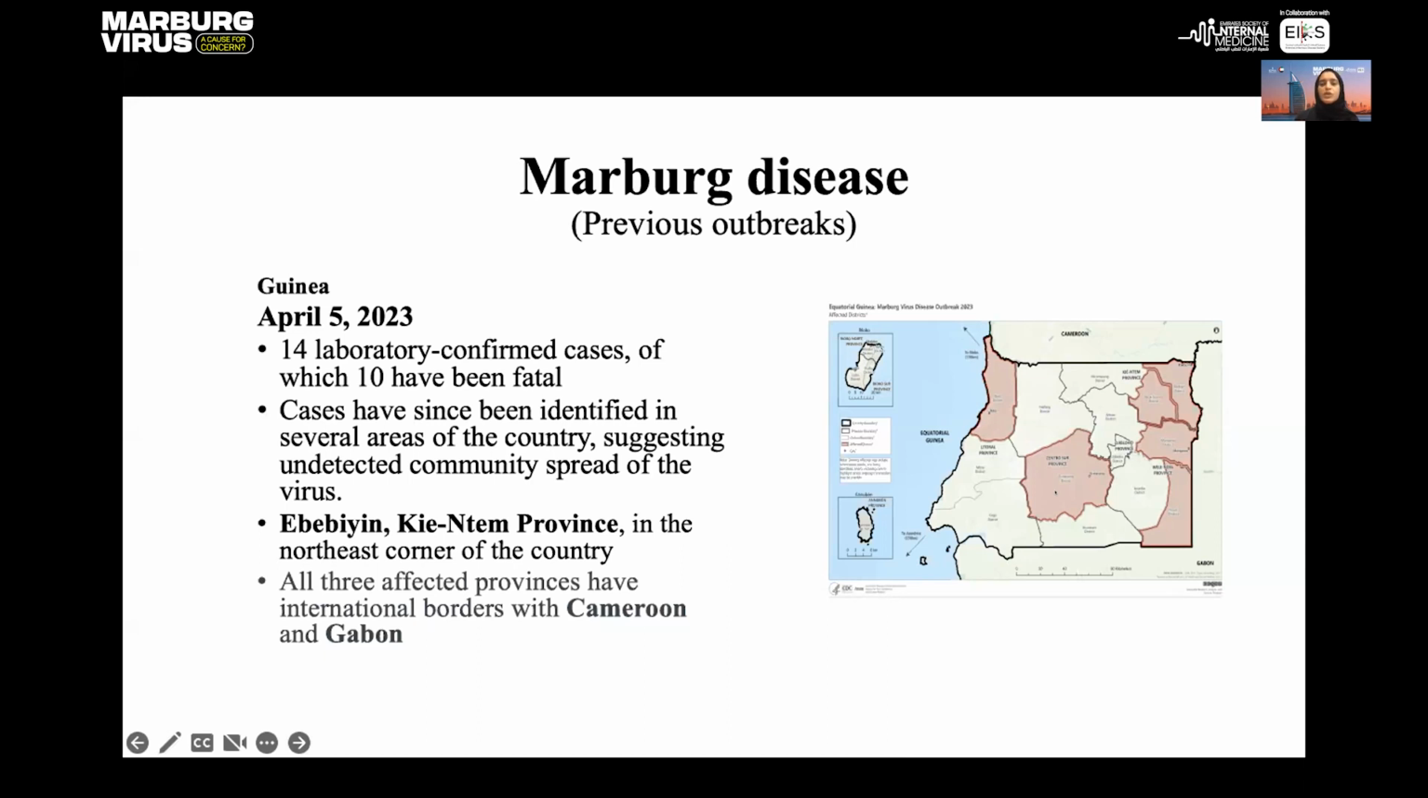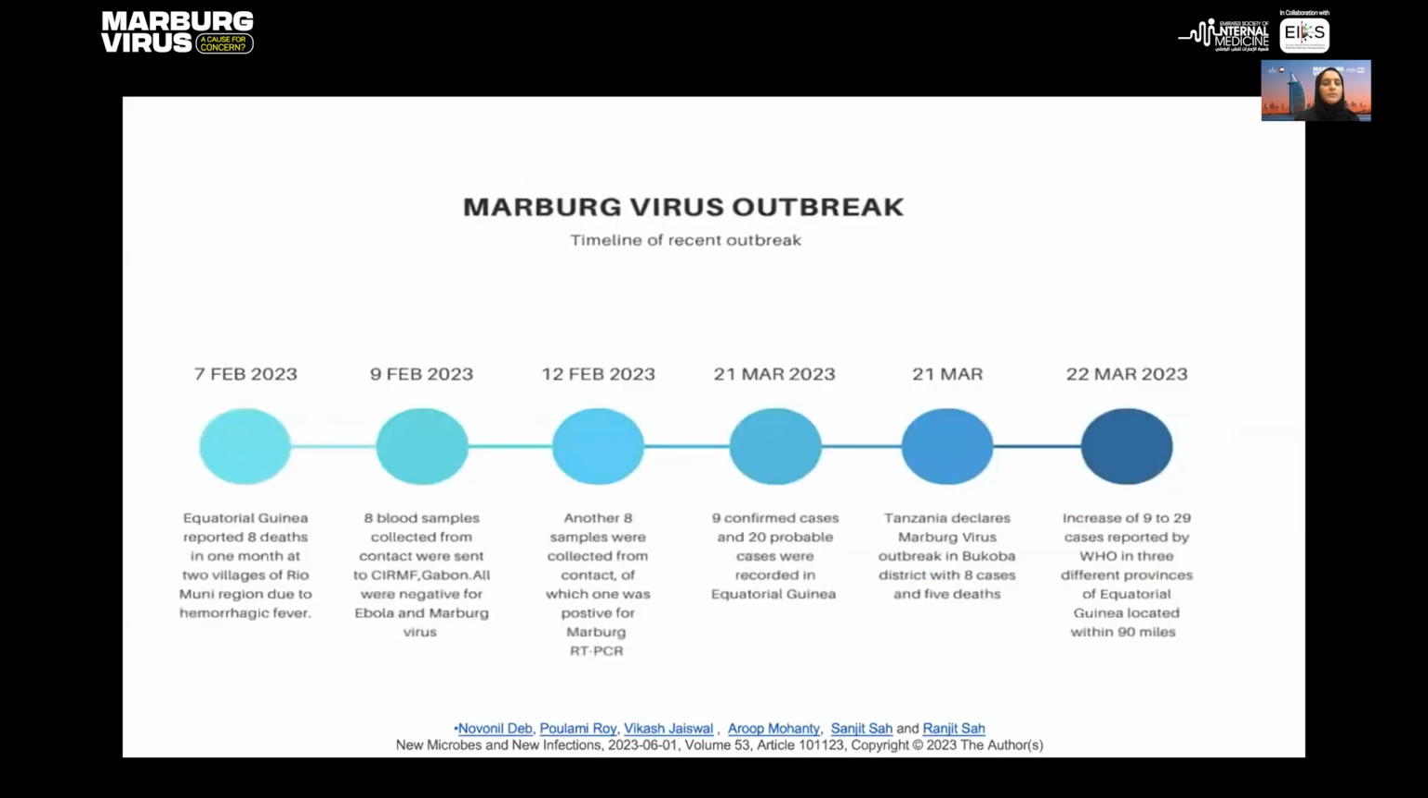It's from district to district, and it has very close borders to the adjacent countries, which are Cameroon and Gabon, and that's a concern, especially as these borders are active in terms of travel and transport. So that's a timeline of how it started from the 7th of Feb till the 9th, and isolation of the Marburg virus.